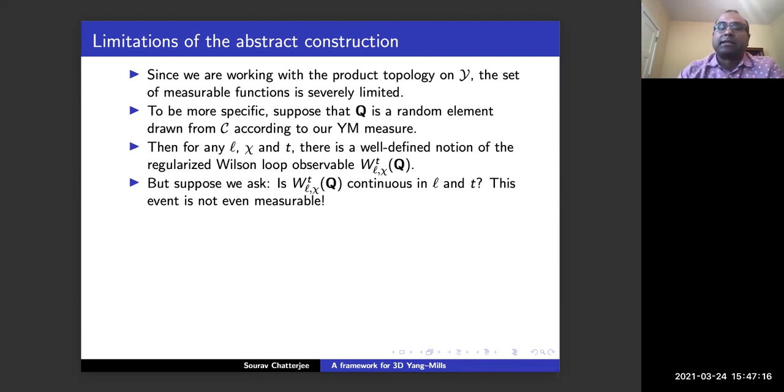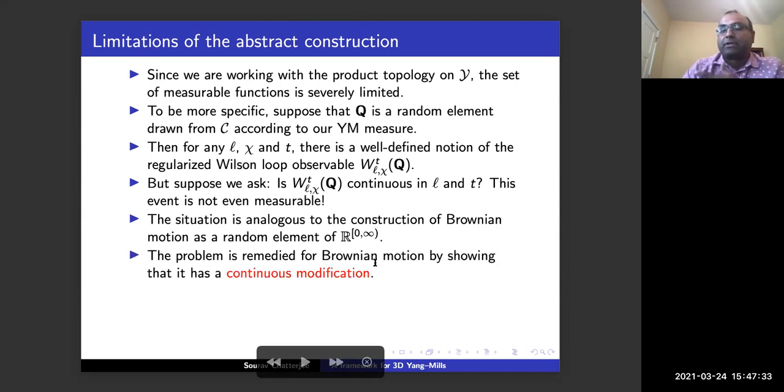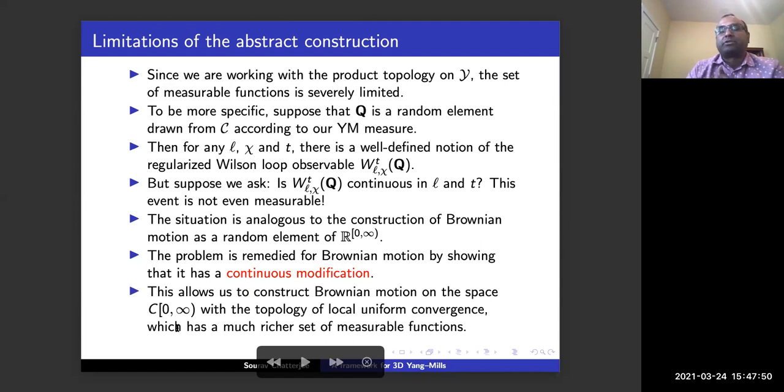That's one of the big problems, and you want it to be nice and smooth, something that is a reasonable probabilistic object. This is analogous to the construction of Brownian motion as a random element of R to the [0, infinity). This problem is remedied for Brownian motion by showing that it has a continuous modification. This is what we teach graduate students: we first construct it in R to the [0, infinity), and then we do a continuous modification, and you get a Brownian motion with much nicer properties. This allows us to construct Brownian motion on the space C[0, infinity) with the topology of local uniform convergence, which has a much richer set of measurable functions, and you can ask for many other things.